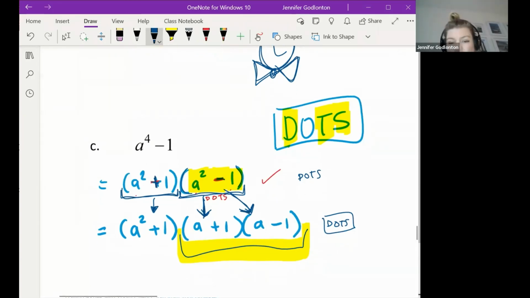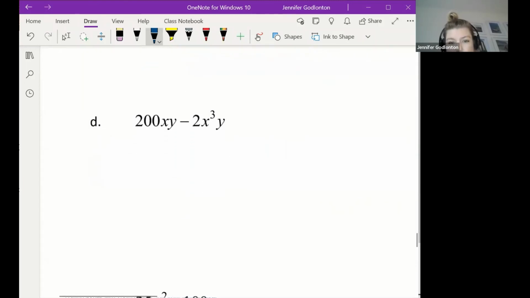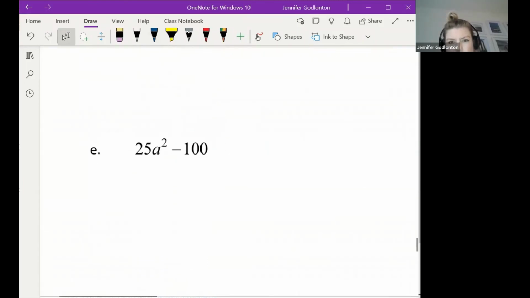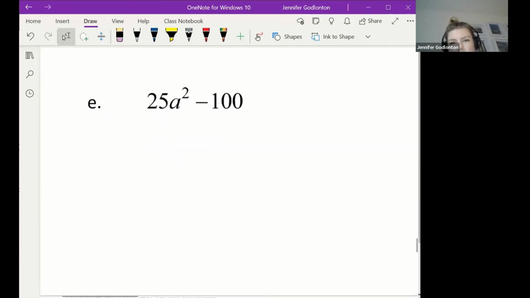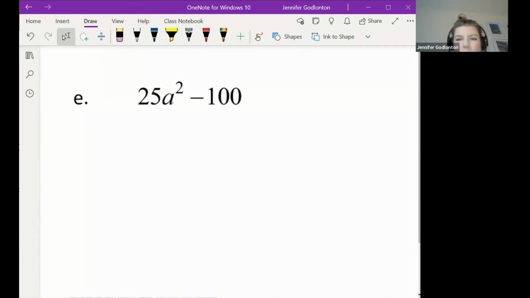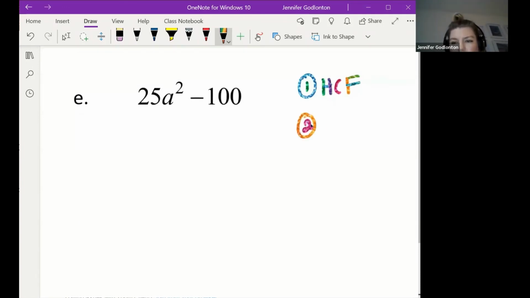Okay, let's try one more and then I'm going to leave you because it's your quiz day. Let's try this one. So think about your steps. 1, is there a highest common factor? 2, can I do dots? This one looks fun, guys. Let's do this. Let's do it.